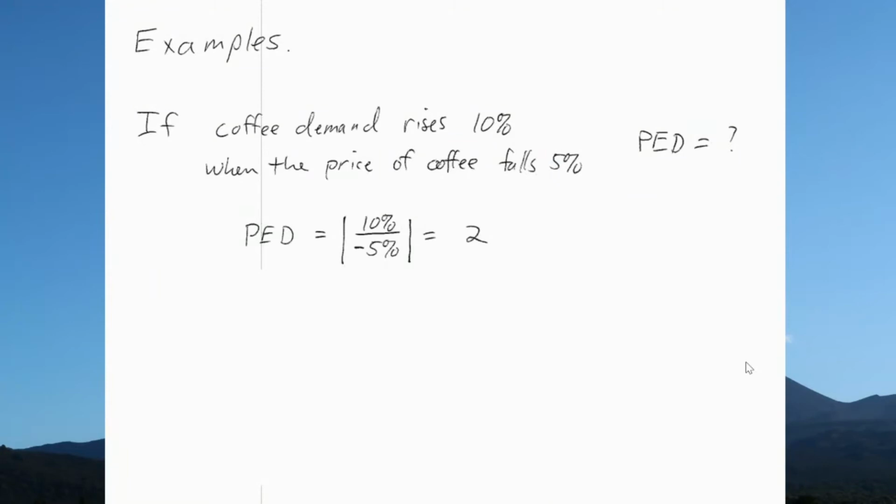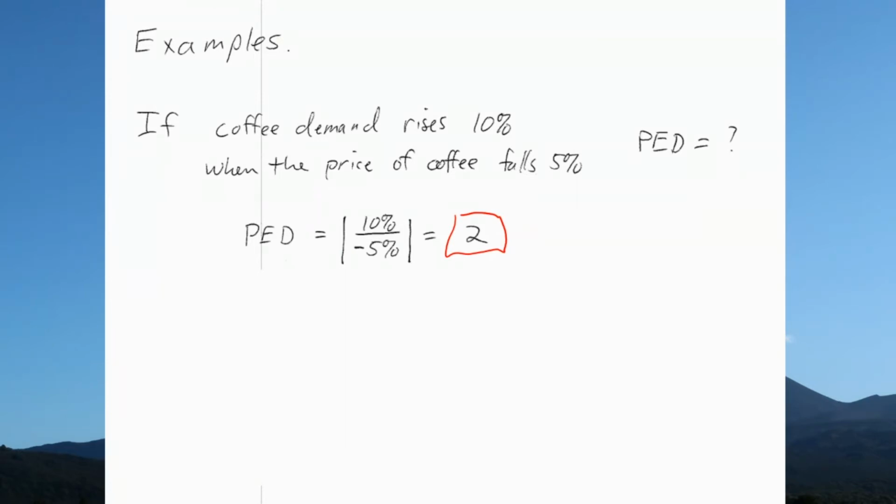And that's going to be exactly right. Because what we're going to do is we're going to just form the ratios of the percentages. We put 10% on the top, we put minus 5% on the bottom. We take the absolute value to make sure that that value is positive, and we end up with the number 2.